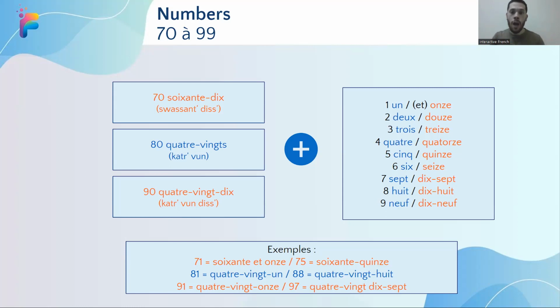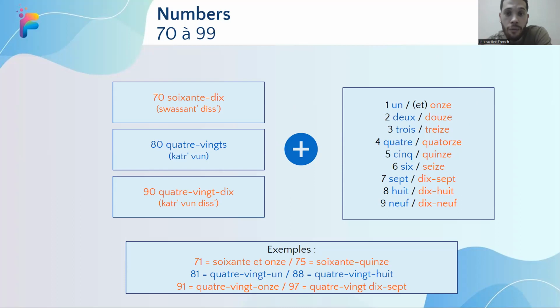Basically, in your head, you have to add the numbers up. So when you think of 76, think of 60 plus 16. That's the situation we're dealing with here. So 71, 72, 73, 74, 75, 76, 77, 78, 79. That's how it works. So that's for 70.